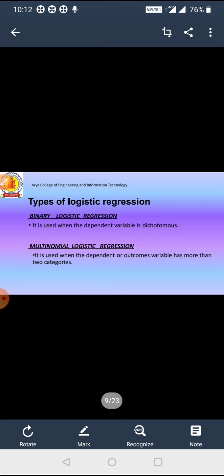Then types of logistic regression. First is binary logistic regression. It is used when the dependent variable is discontinuous. And multinomial logistic regression is used when the dependent or outcome variable has more than two categories.